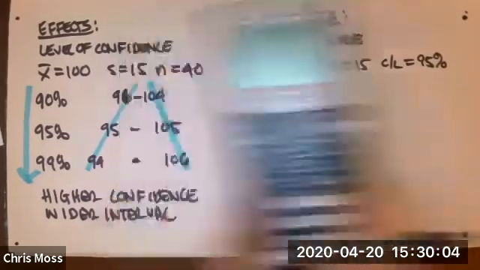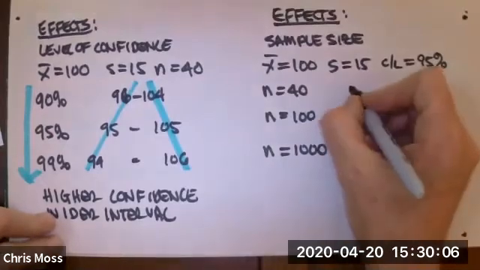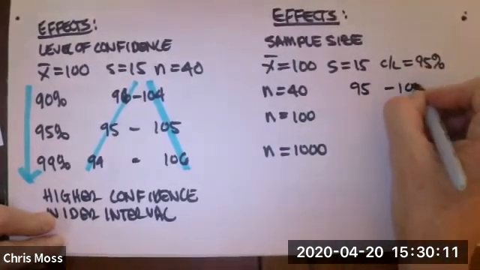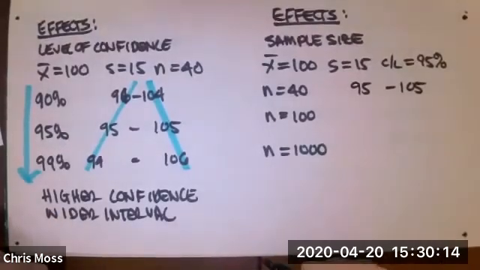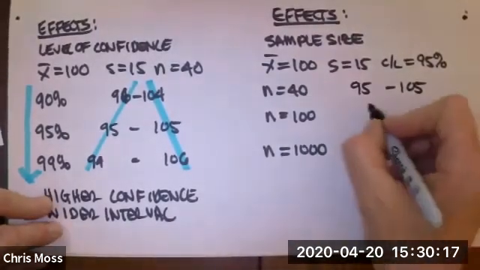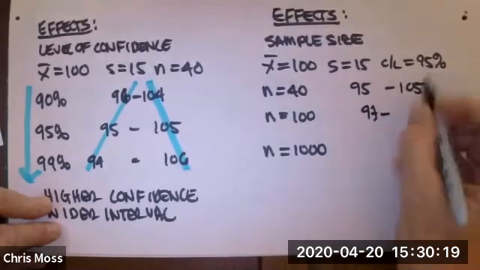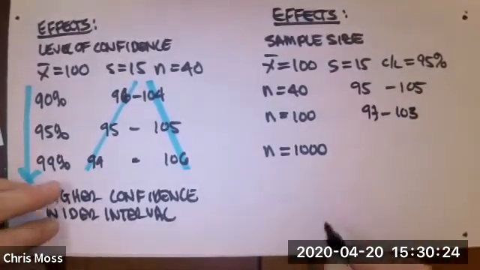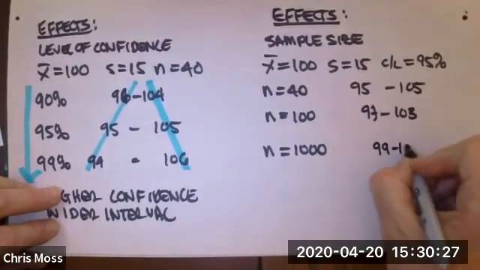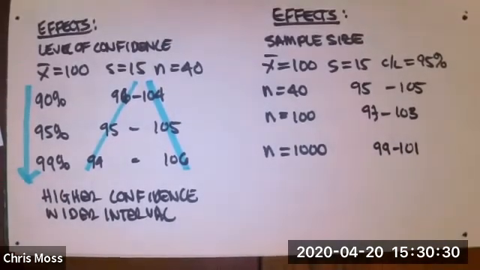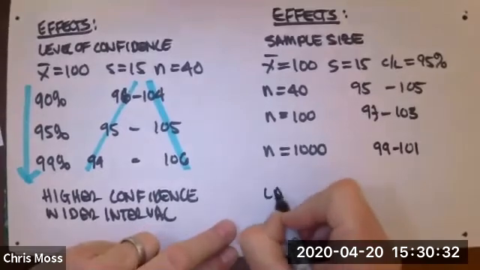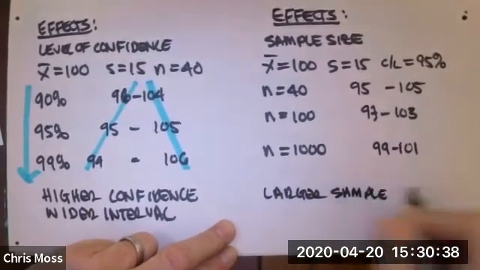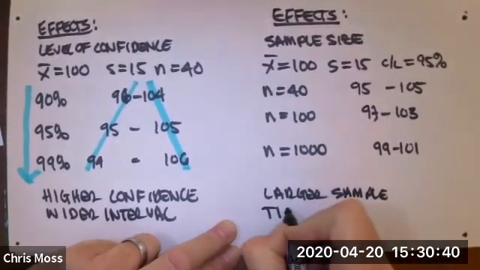We've already done this. That's right over here. So 95 to 105. If I redo this with a sample size of 100, that confidence interval tightens to 97 to 103. And if we jump all the way up to a sample size of 1,000, 99 to 101. I think it's fairly clear here that the larger sample leads to a tighter interval.